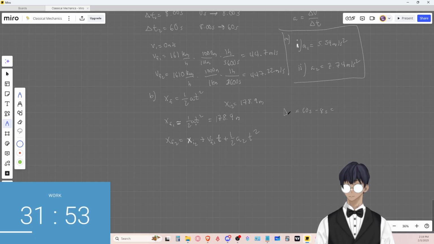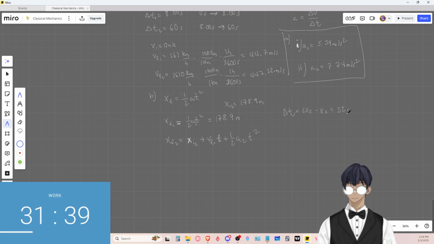So that time difference would be 10, and then you basically cross out the 6 and then make it 52 seconds. Yeah, 52 seconds. Okay. So the t that we're using for this one, it would be 52 seconds because a minute has to pass. And the acceleration we have is 7.74, and then we put 52 seconds squared.